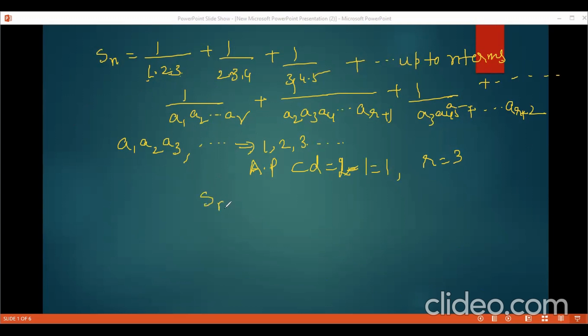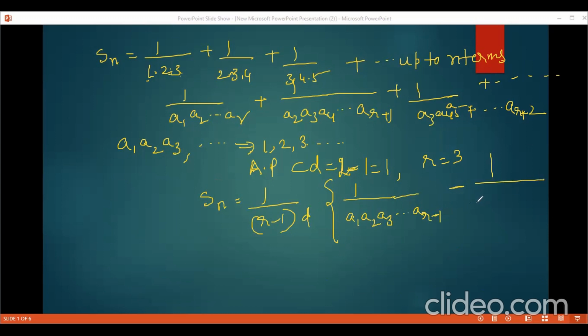So we know that what is Sn? Sn is equal to 1 by (r minus 1) into d into [1 by a1, a2, a3, so on, ar minus 1, minus 1 by ar plus 1, ar plus 2, ar plus 3, so on, an plus r minus 1].